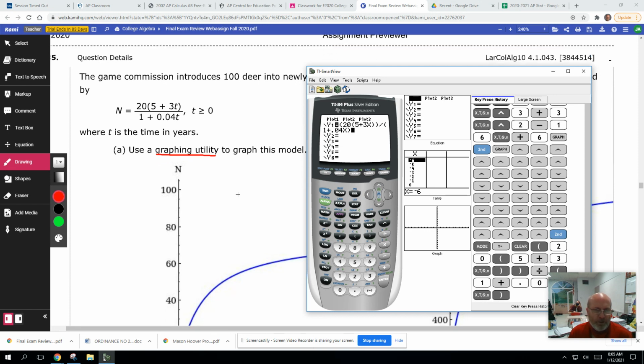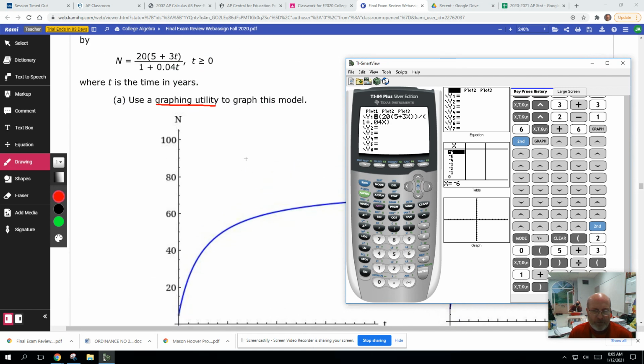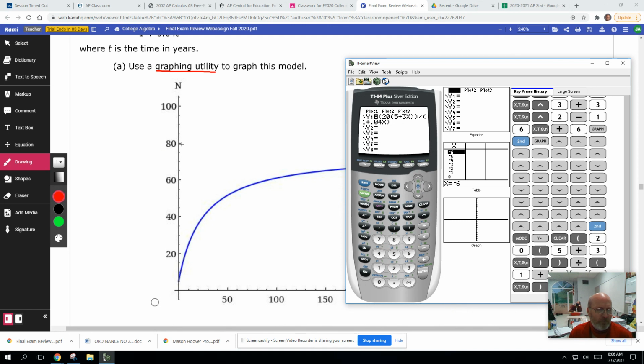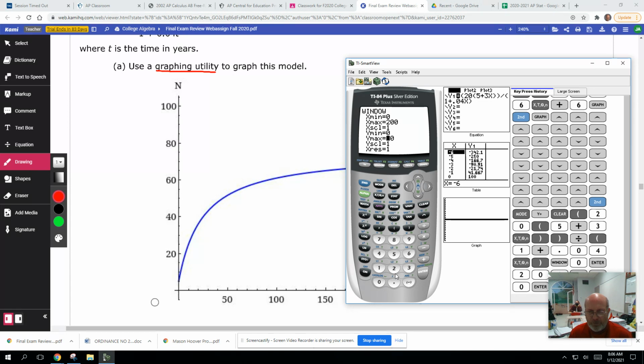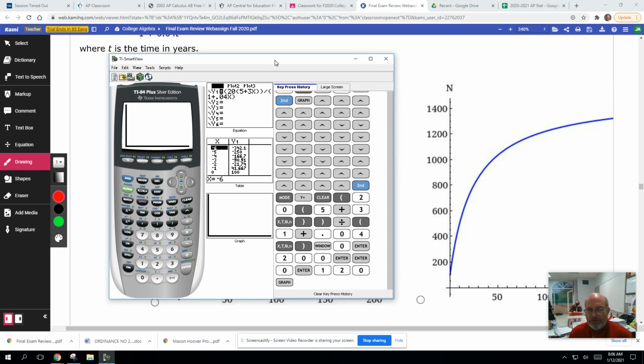And then I'm going to go to my window. It looks like, let's look at these. Two of these graphs have x from 0 to 200 and y from 0 to 120. So I'm going to set the window up like that. 0 to 200 and 0 to 120. See if we can see the graph. I do not see that graph in there.